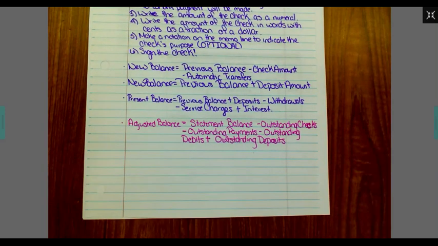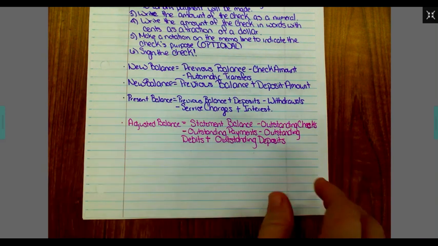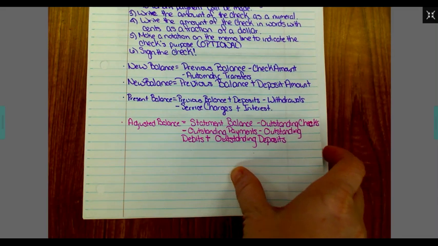While you're writing that down, let's talk about the one vocab word for today's lesson. That word is reconcile. Reconcile means to compare your check register with your bank statement to make sure they agree. Let's go ahead and dive into today's lesson and take a look at what it says.